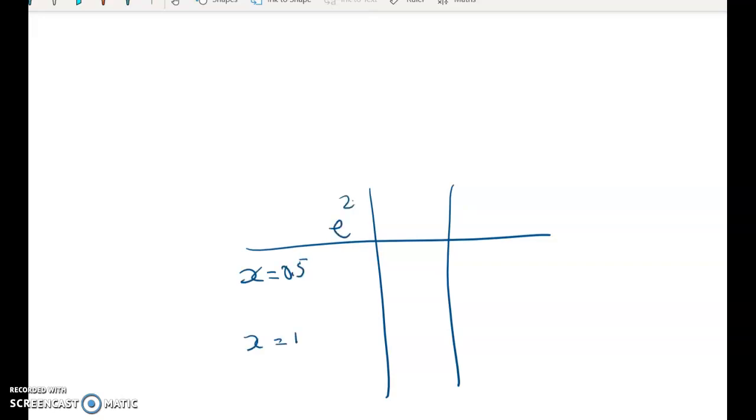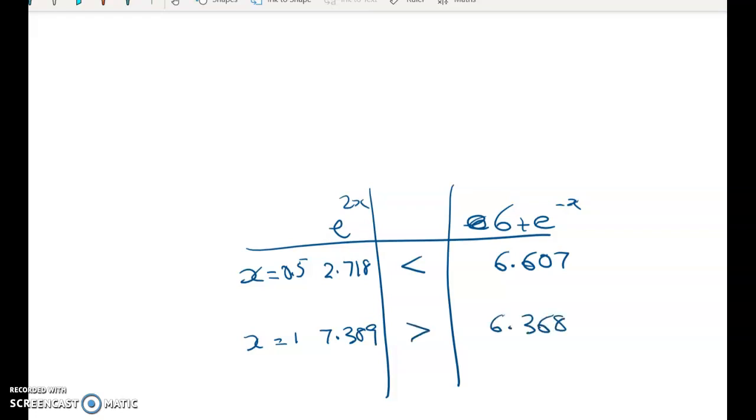So here we've got e to the 2x, and here we've got 6 plus e to the negative x. So let's work out some values. Well, e to the 2x here is going to be e to the power of 1, so it'll be 2.718. 6 plus e to the negative x works out to be 6.607. This is less than this. At x equals 1, we have e squared, which is 7.389, and 6 plus e to the negative 1 is 6.368.